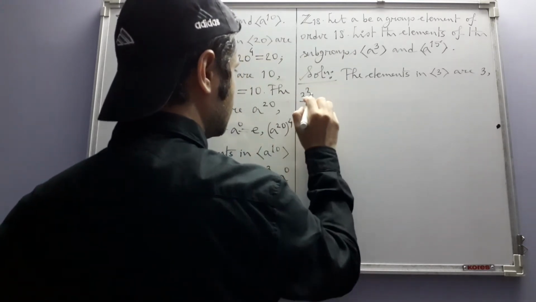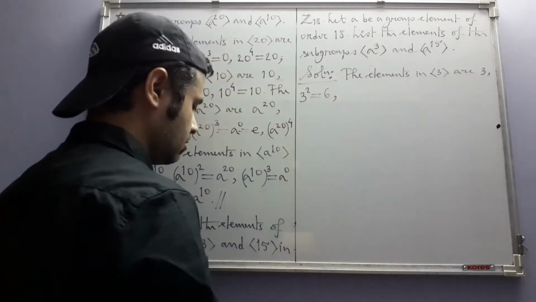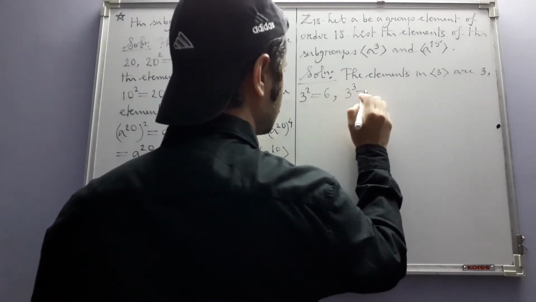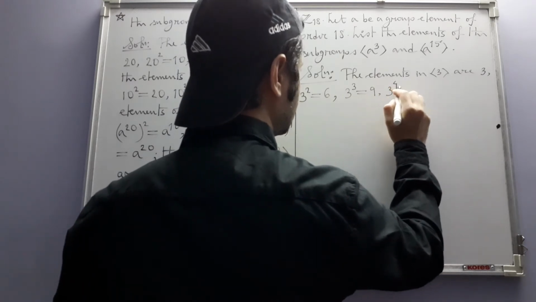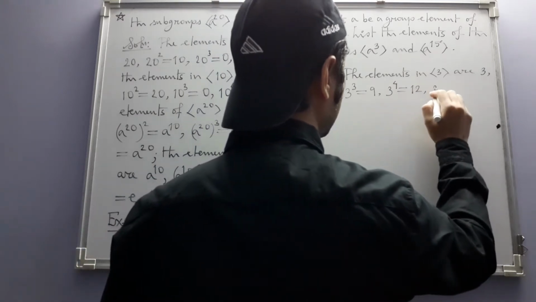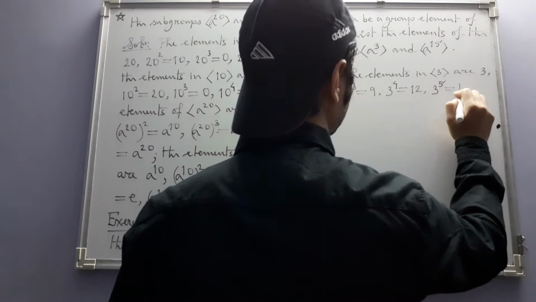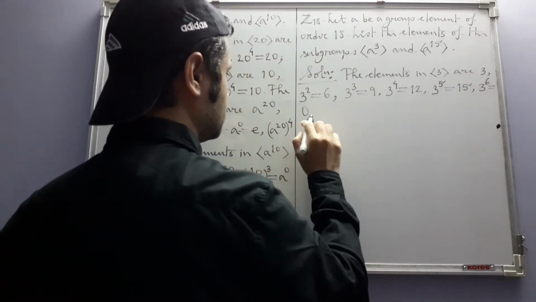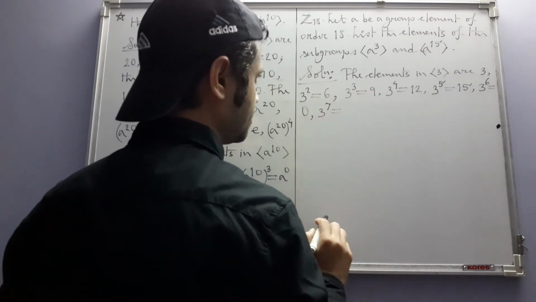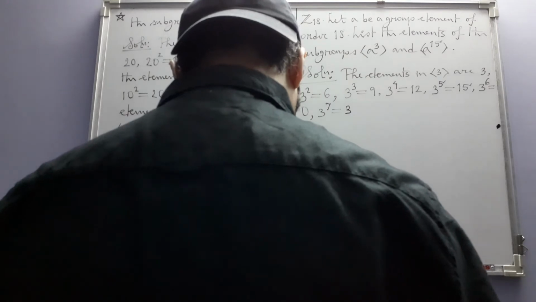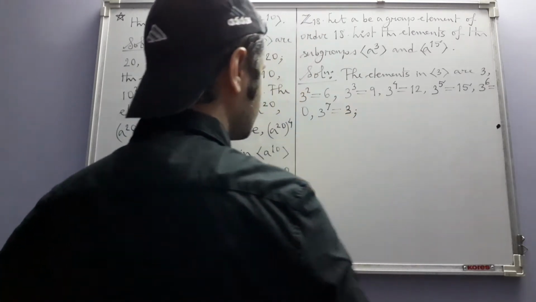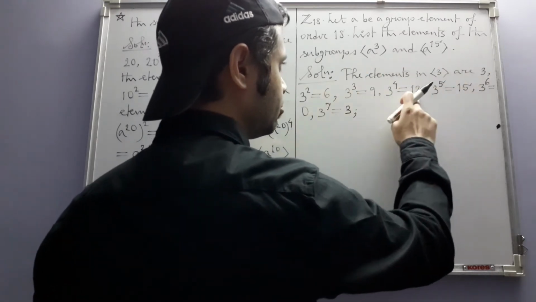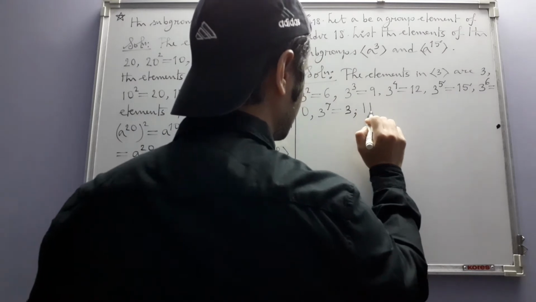Take 3. Then 3 square, which is actually 6, given that the operation is addition and we are in Z18. So 3 square really means 3 plus 3. Then 3 cube is 9. 3 to the power 4 is 12. 3 to the power 5 is 15. 3 to the power 6 is 18, so that is 0. And if we calculate 3 to the power 7, then we get 3 back. Isn't that the case? Yes. So we stop here. So the elements in this cyclic subgroup are 0, 3, 6, 9, 12 and 15.